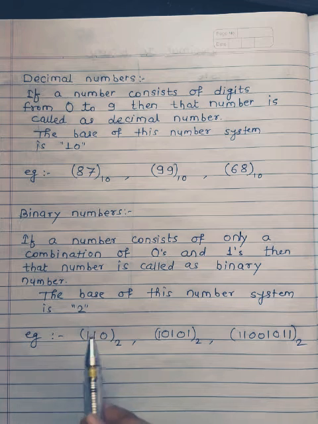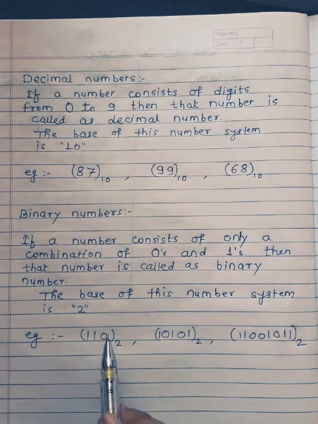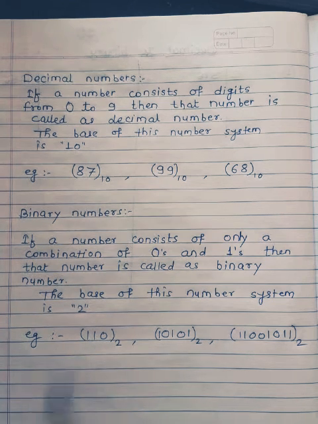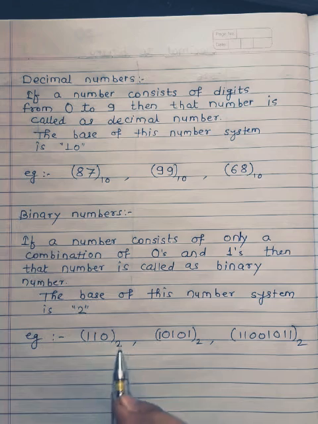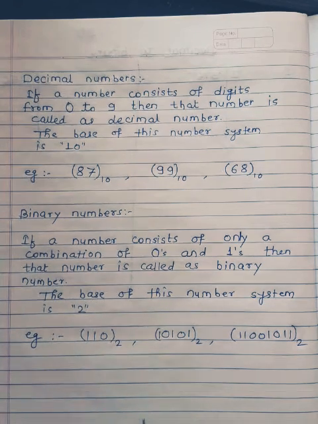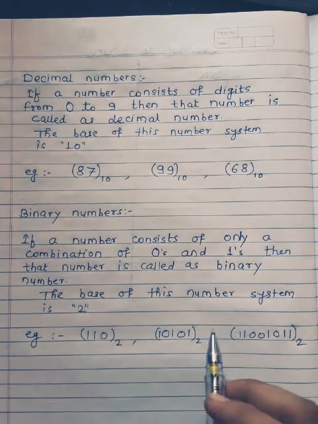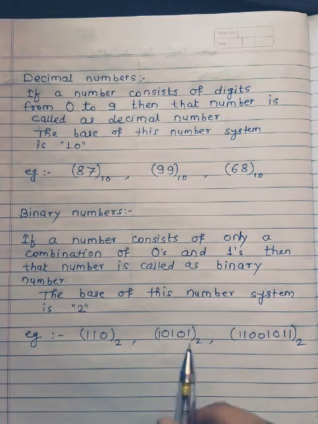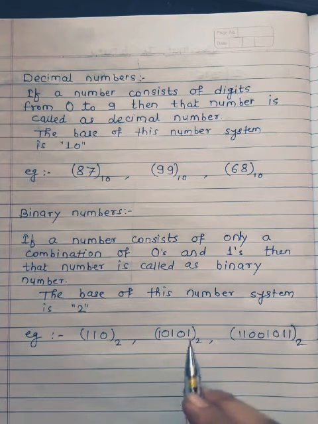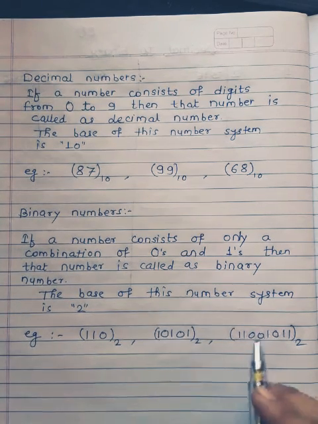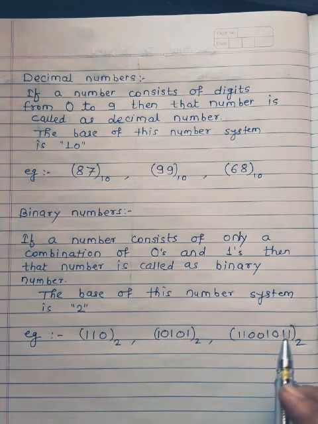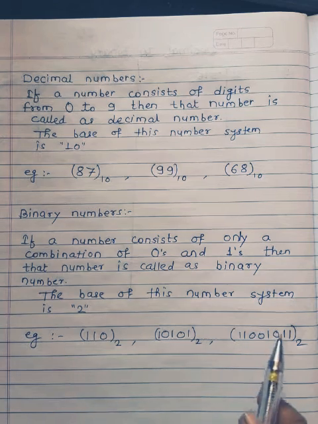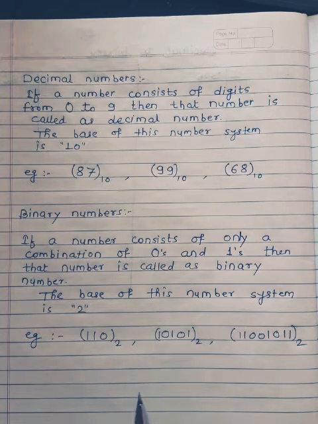See the examples, 110. The numbers are only a combination of zeros and ones, and the base is 2, that is why the number is a binary number. 10101, these digits range from 0 and 1, that is why it is a binary number and the base is 2. Here also the base is 2 and the numbers are only zeros and ones, so that is why this is also a binary number.